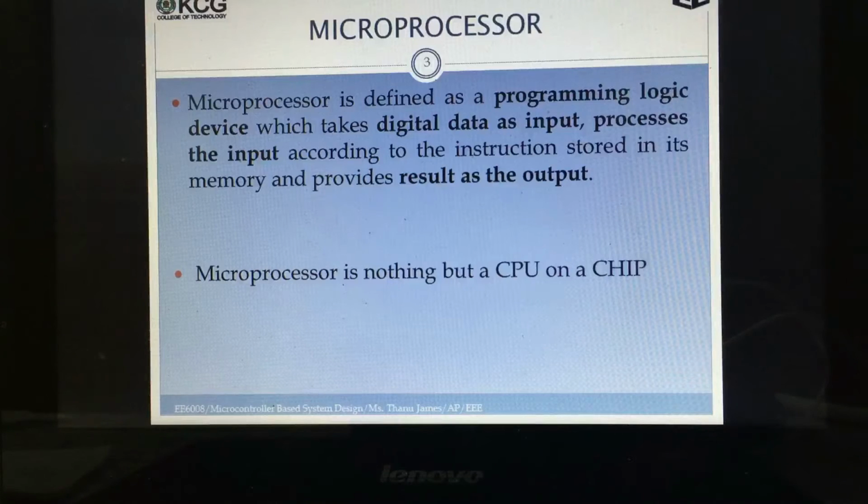So microprocessor is nothing but a CPU. Now what does a CPU do? It will take in data, it will process the data and then give out an output. In the same way, a microprocessor will take in the digital data, process the data and then give out the result as an output based upon the instructions stored in its memory.